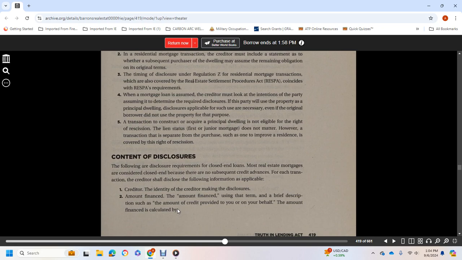Content of the disclosure. The following are the disclosure requirements for closed-end loans. Most real estate mortgages are considered closed-end because there is no subsequent credit advance for each transaction. The creditor should disclose the following information, as applicable. Identify the creditor making the disclosure. Amount financed: use a brief description such as the amount of credit provided to you or on your behalf.